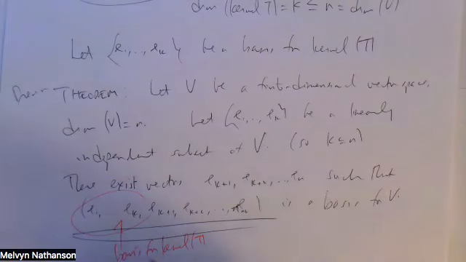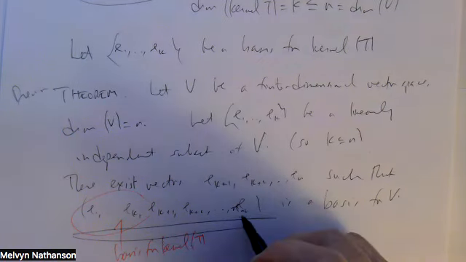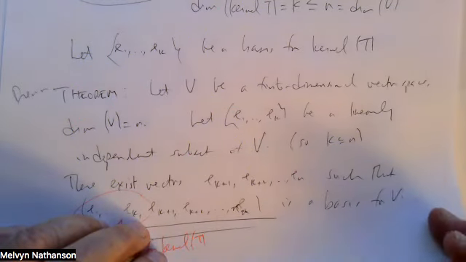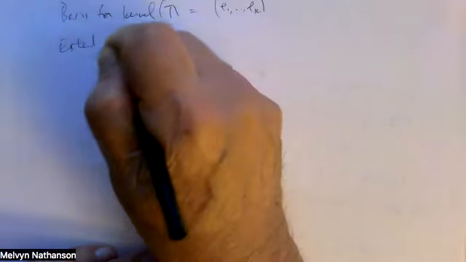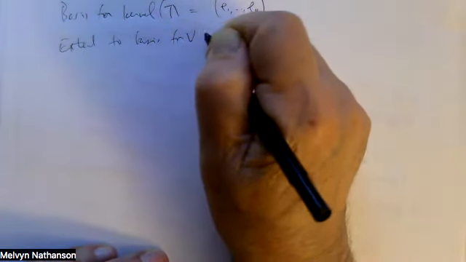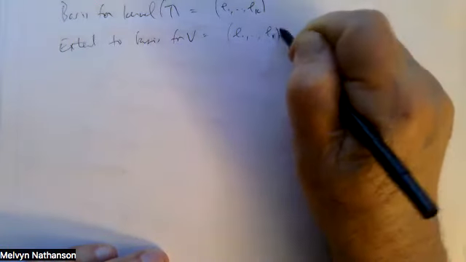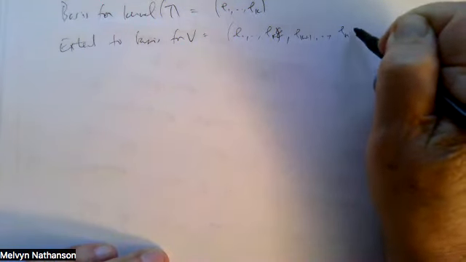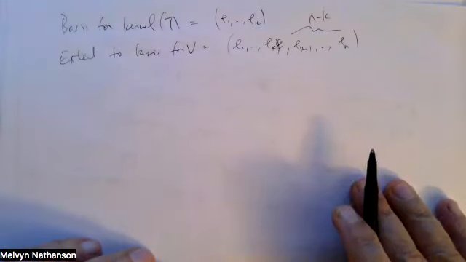So here we have a basis for V. E1 up to EK is a basis for the kernel of T, and we've extended that to a basis for the rest of V. So we have this basis for the kernel of T, which is E1 up to EK, and then we extend to a basis for V: E1 up to EK, and then we add another n minus k vectors, EK plus 1 up to E sub n. The total dimension of V is n, so here we have n minus k additional vectors.